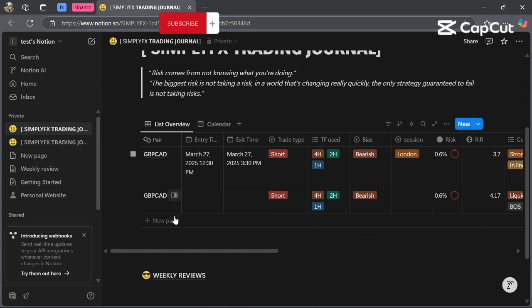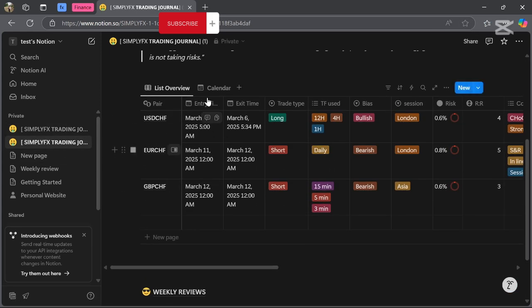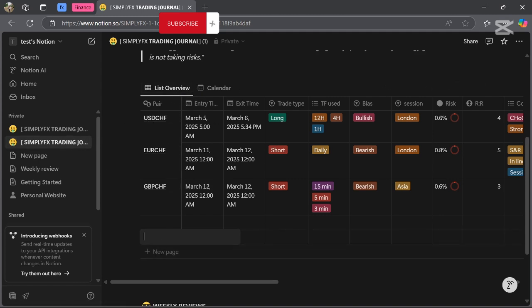Overview of what this is. So let's say I want to add in a new entry. I click on new page and I want to enter Euro USD. So that's the pair. That's the pair I'm entering at.